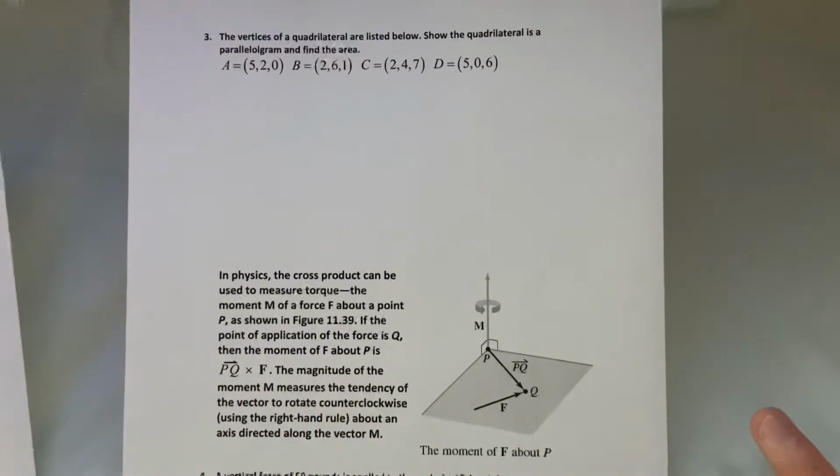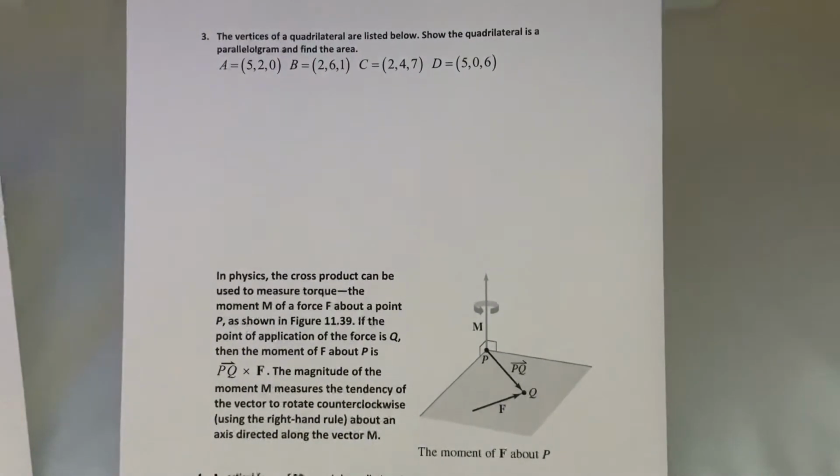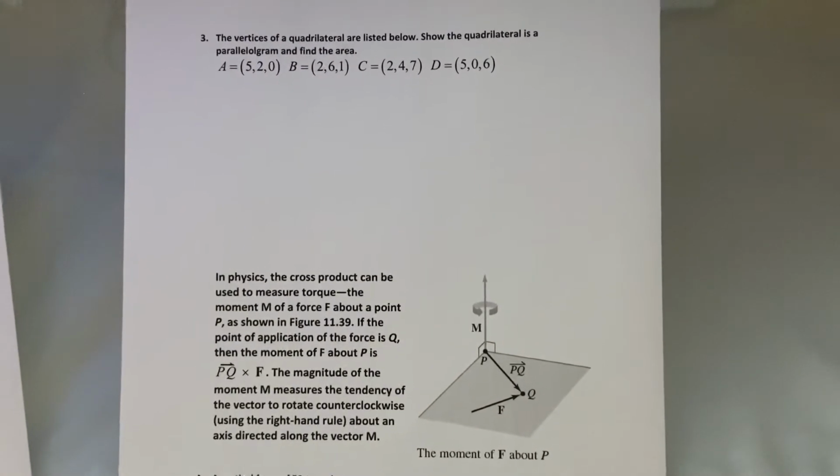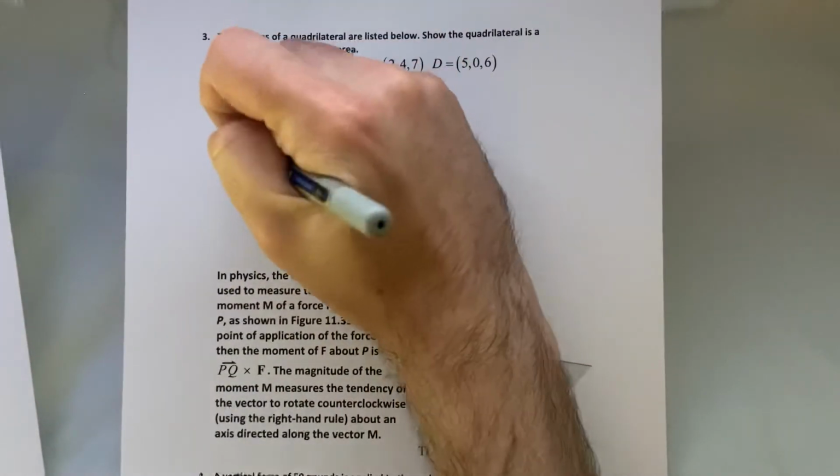Okay, guys, further applications of the cross product. Now we said that the magnitude of the cross product is the area of a parallelogram whose sides are determined by the two vectors in question. So it gave you the four vertices, so let's make sure that this is actually a parallelogram.